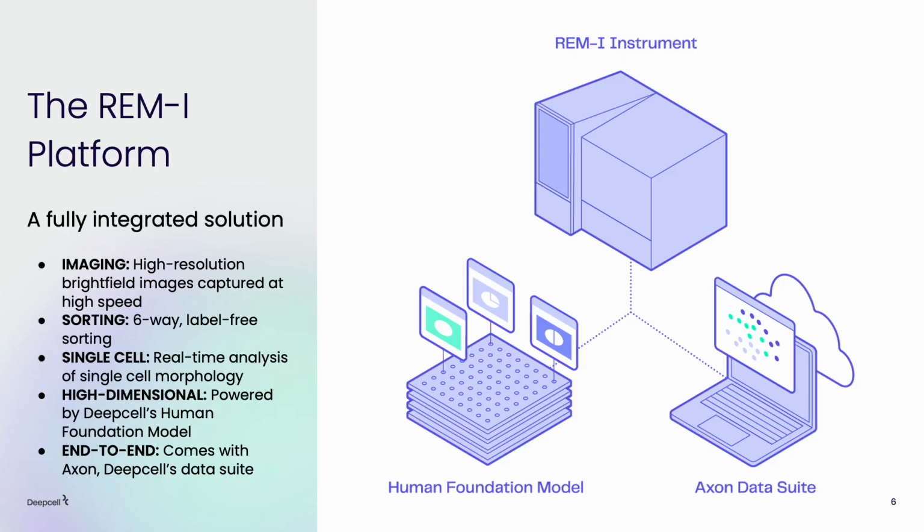And today, I would like to introduce to you the REM-I platform, which provides high-resolution imaging of single cells, high-dimensional analysis of morphology, and label-free sorting all in one platform. REM-I directly takes real, high-resolution, bright-field images of each individual cell and is powered by Deepcell's human foundation model for high dimensionality. REM-I also has the ability to sort cells six ways based on their morphology without the need for any labels. Furthermore, you can collect these viable, minimally perturbed cells for downstream analysis, such as single-cell RNA sequencing. And it is an end-to-end solution with our Axon data suite, which enables real-time data visualization and analysis from cell images obtained on the REM-I instrument.